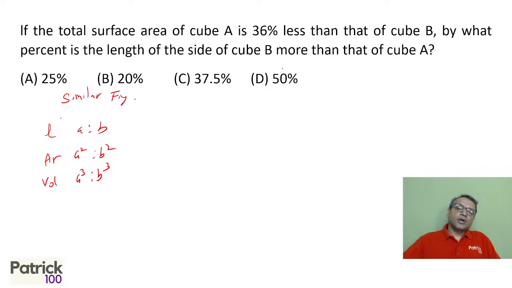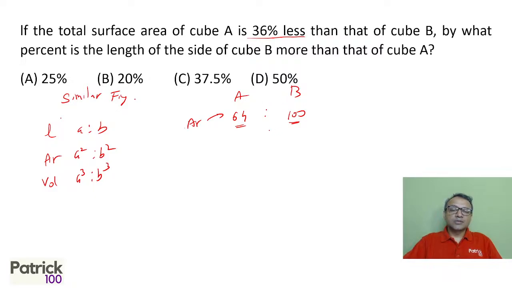So if you look at this, you can find a ratio of the areas of A and B. A is 36% less than B, so if B is 100, then A is 64. Ratio of the areas of corresponding similar figures: area of B is 100, area of A will be 64.